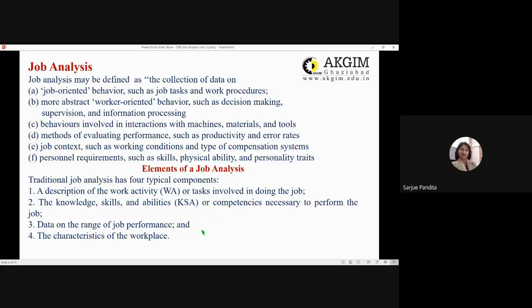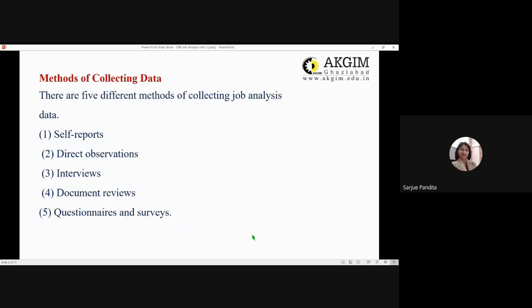Then, data on the range of performance and the characteristics of the workplace. Data on the range of job performance, what exactly is expected out of that task in terms of output from the employee, has to be taken care of, along with the characteristics of the workplace, because ultimately the employee is performing with the help of the resources made available in the workplace. The characteristics and physical settings of the workplace, where he is able to perform his job, comprise an important element of job analysis.